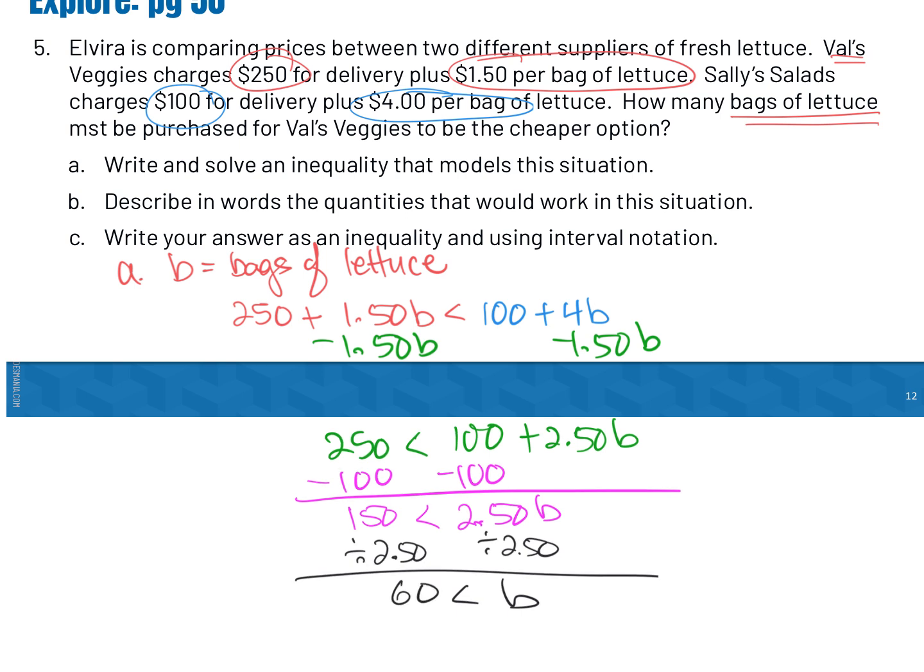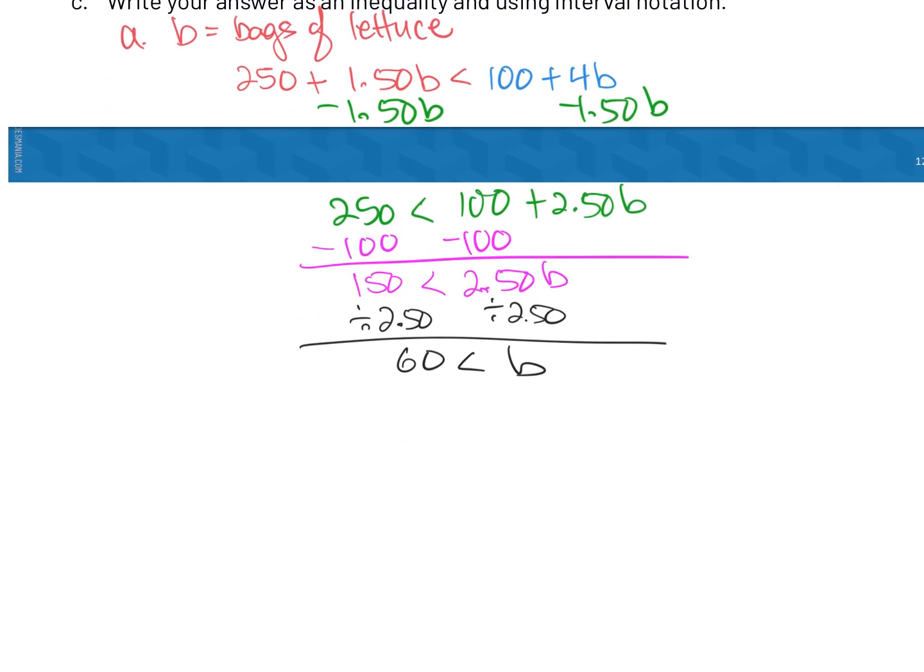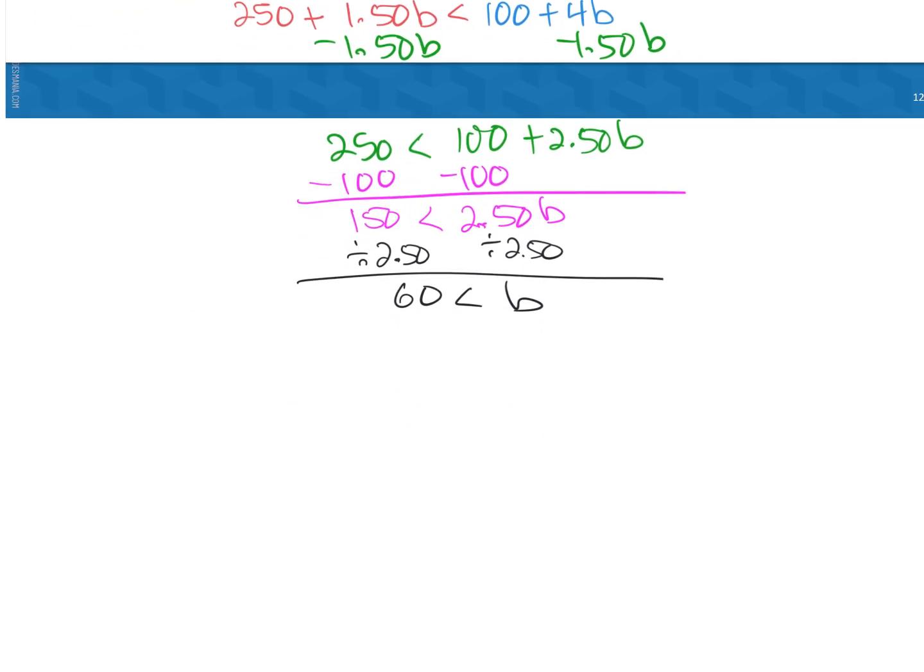Okay, this is great, but now we have to explain it. Remember, we always want to have our variable on one side and our numbers on the other when we're dealing with inequalities. It is easier to read it. So I'm going to put B on the left-hand side, 60 on the other, and then notice how this is pointing towards the 60. I'm going to make it so it's pointing toward the 60. So I took this whole entire thing and I flopped it. Why did I want it this way? Because I can actually look at that B. It says B is greater than 60. Well, that means Elvira needs to buy 60 or more bags to make Val's veggies cheaper.